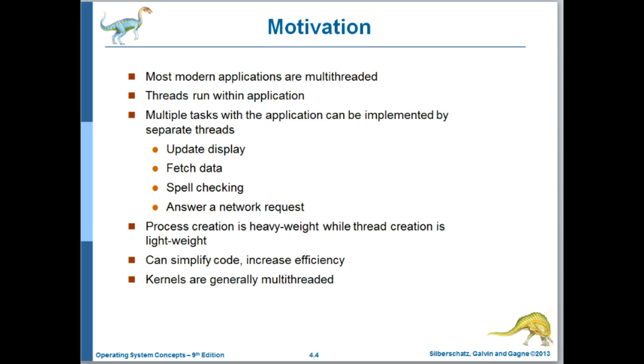These days, kernels are multi-threaded. That means that multiple threads can be executing in kernel mode at the same time, which implies multiple locks, which is something we'll talk about later. But once upon a time, kernels were single-threaded, which meant that only one thread could be running in kernel mode at a time, and that was a serious bottleneck.